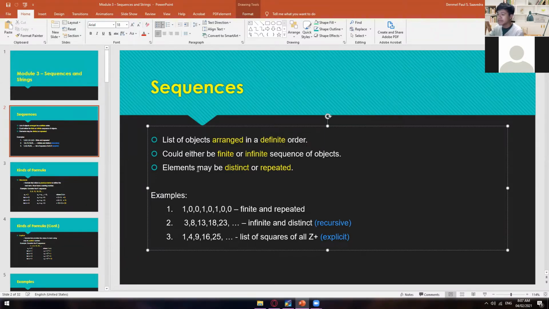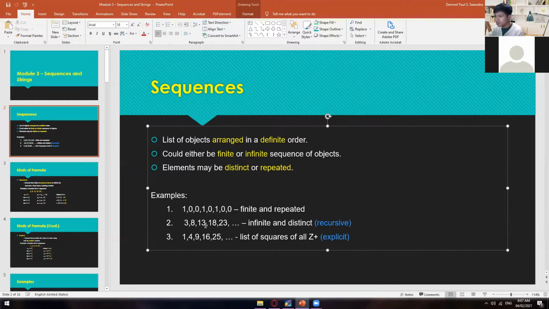And then the elements in a sequence could be distinct or repeated. In a set, it is distinct, but it is not repeated. So that's their only difference. In a sequence, it's arranged and it can be repeated. We have here an example: 1, 0, 0, 1, 0, 1, 0, 0. As you can see, this one is finite and repeated.